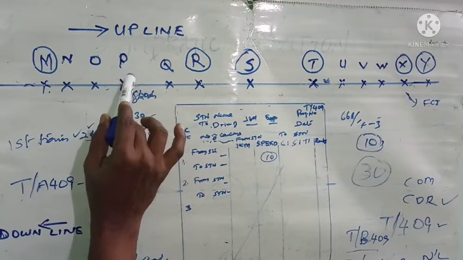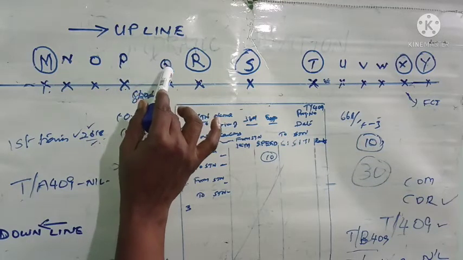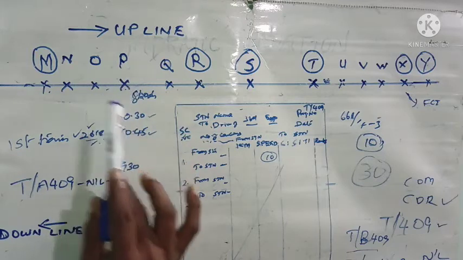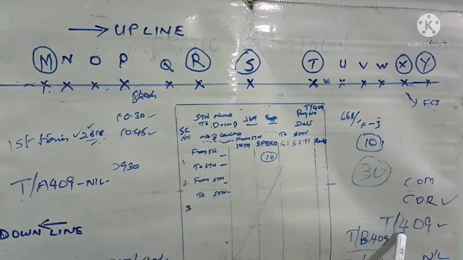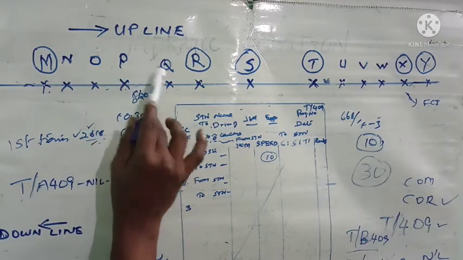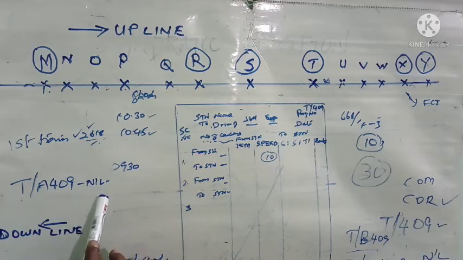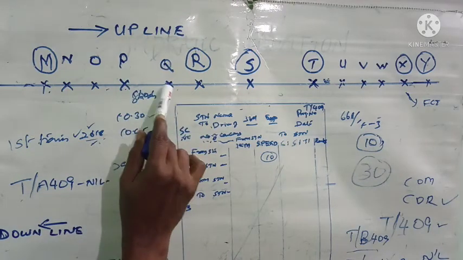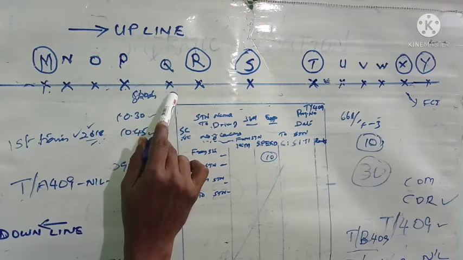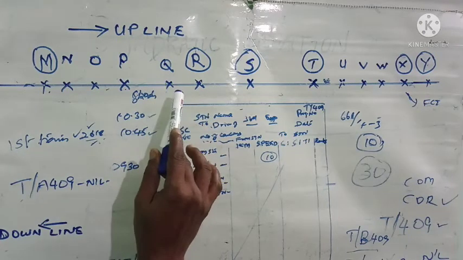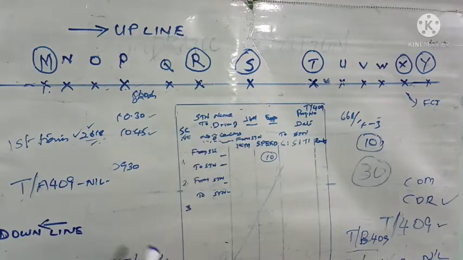Now station P can start the train to Q with the caution from P to Q if at all there is an existing caution in T bar 409. Suppose there is no caution between P and Q, he can issue T bar A 409 nil caution. So he can start the train, and on reaching Q, the GLP will not go further because they are not having caution from Q station onwards.